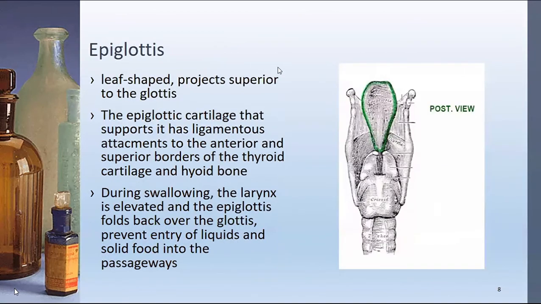Next is your epiglottis. The third unpaired cartilage is your epiglottis. It is leaf-shaped. This is a view from behind. No? It's leaf-shaped, which projects superior or above the glottis. The epiglottic cartilage supports it. So sa loob, the epiglottic cartilage has ligamentous attachments to the anterior and superior borders of the thyroid cartilage and the hyoid bone. No? So it's intimately related to the thyroid cartilage and to the hyoid bone.